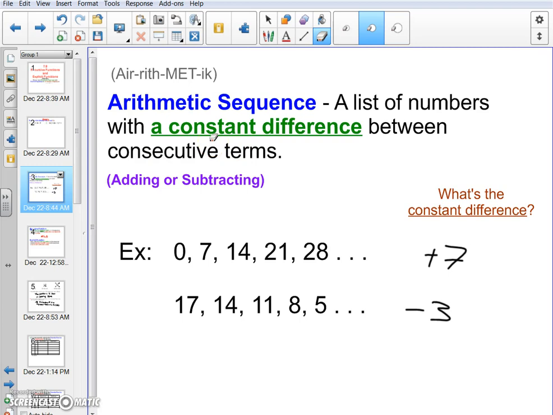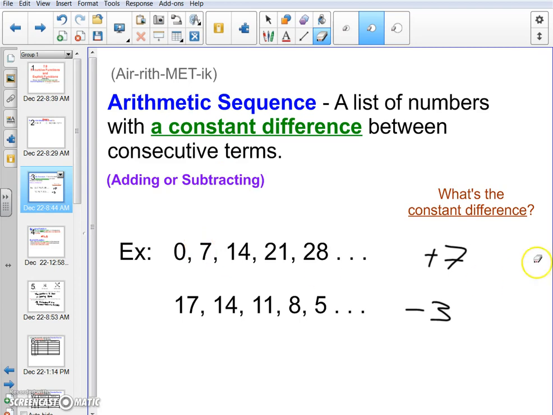Alright, so to recap, arithmetic sequence: a list of numbers with a constant difference between consecutive terms. Now we learned about this last week, but I just want to review so that when you get into the recursive and explicit portion of the lesson, you will be okay. Constant difference means there's going to be either adding or subtracting.